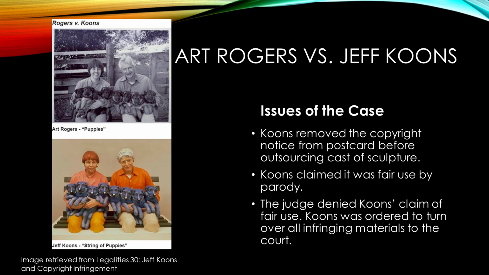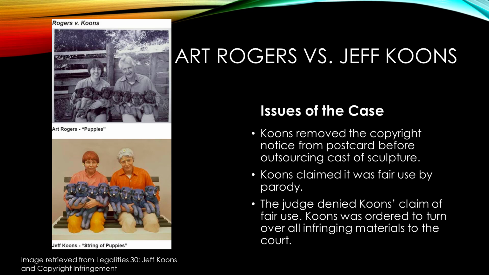The image on the top is a photograph by Art Rogers called Puppies. It was used in postcards and greeting cards. The image on the bottom is of a sculpture by Jeff Koons called String of Puppies. The similarities between the two works are obvious, but the mediums have changed. One is a photograph and the other is a sculpture. Again, what do you think? Is Koons' work transformative? He's added blue puppies and flowers to the people's ears and hair.